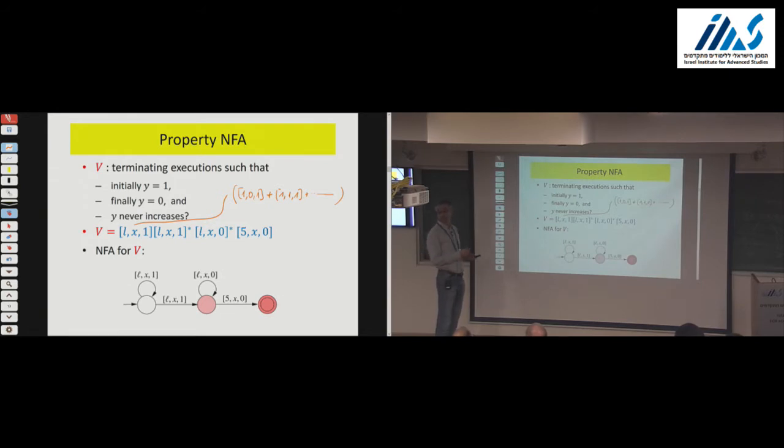Okay? Everybody happy with that? Do we care about the value of x? No, we don't care. So this stands for all the letters where L and X take arbitrary values. That's the idea. What if y alternates between the first star and the second star? No, it cannot. What I am saying is a violation is an execution satisfying this, where initially y is 1, finally y is 0, and y never increases.